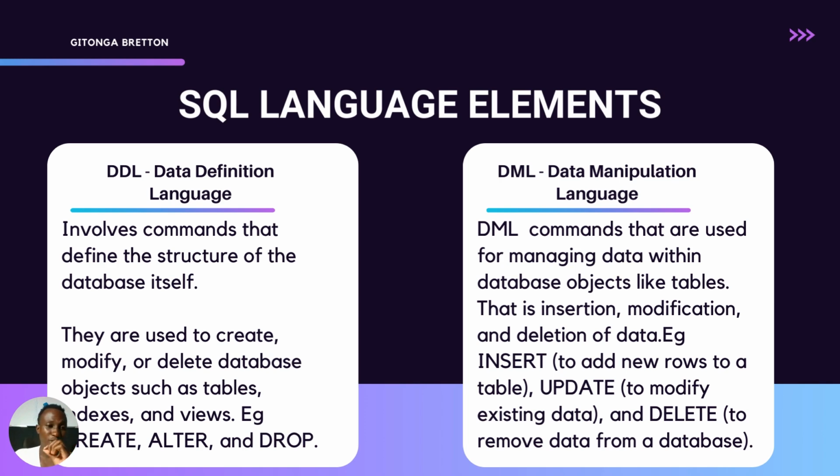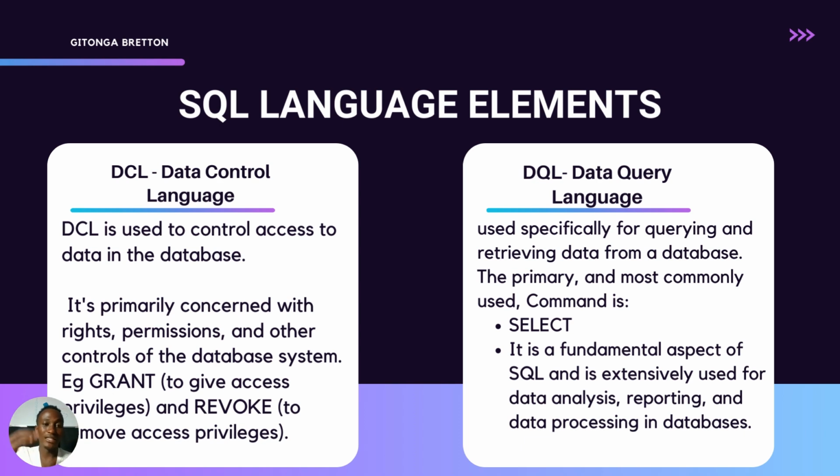Then we have data manipulation language. As you can hear, manipulation. So these commands are used for managing data within database objects. In a table, you could insert, you could update. Updating is modifying the existing data. For example, you could take my name in a student database and change my name from Breton to my other name, Gitonga. So that is updating. And then you could delete, which is totally removing the record.